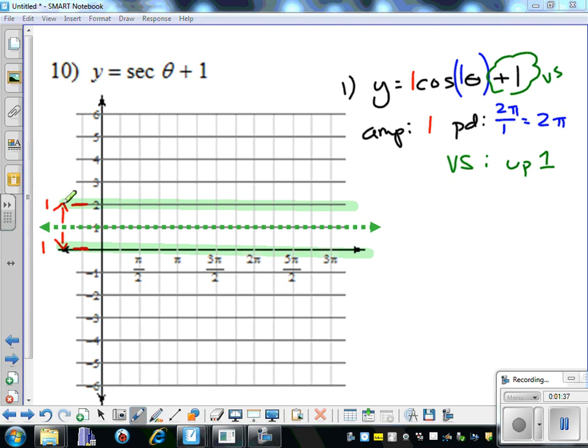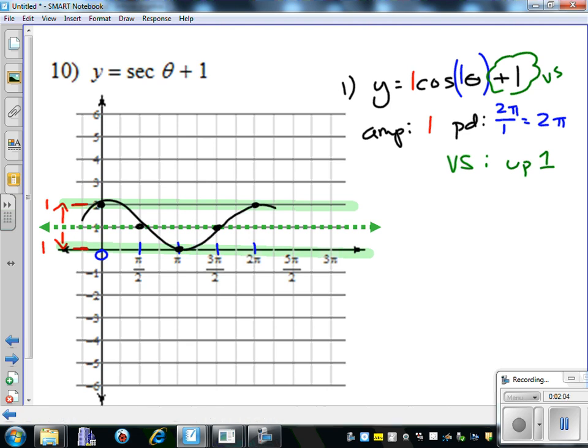Now, our period is going to be 2 pi, so we'll be at 0, pi over 2, pi, 3 pi over 2, and 2 pi for our 1 period. Now, it tells me that it's going to be the secant function, so I've got to graph the cosine function. Cosine starts at the top amplitude, midline, bottom amplitude, midline, and then to the top amplitude. So connecting my points, I'll get the cosine function.